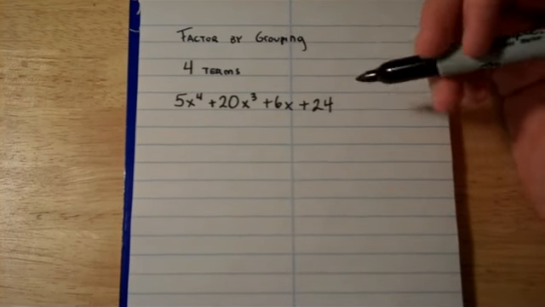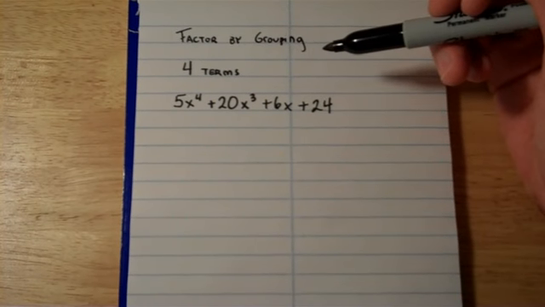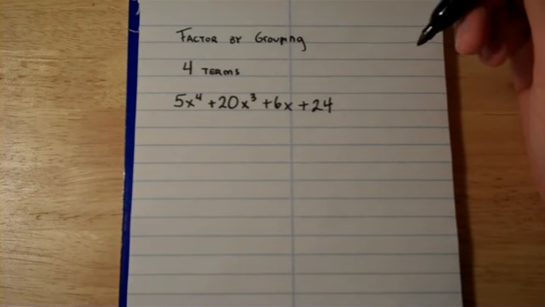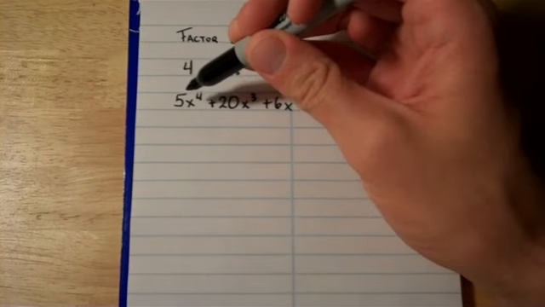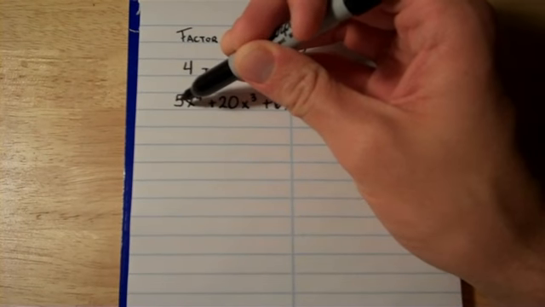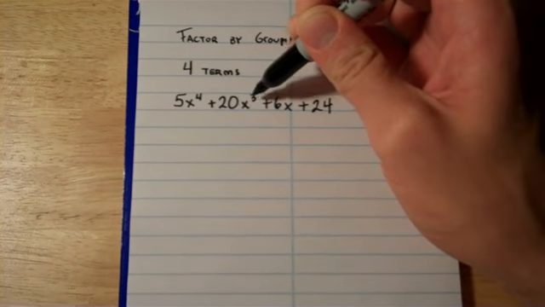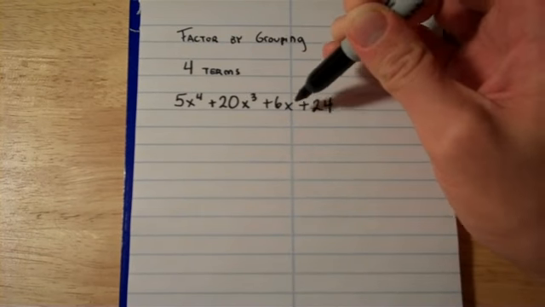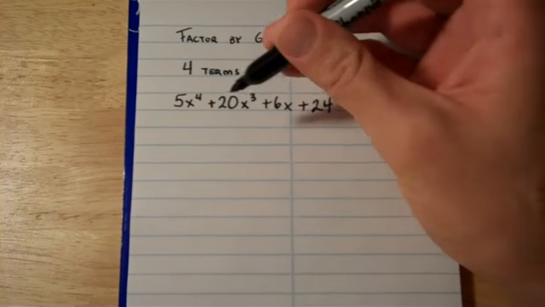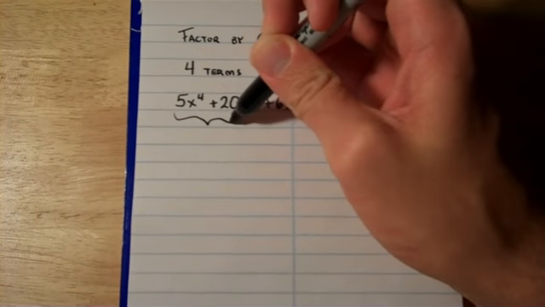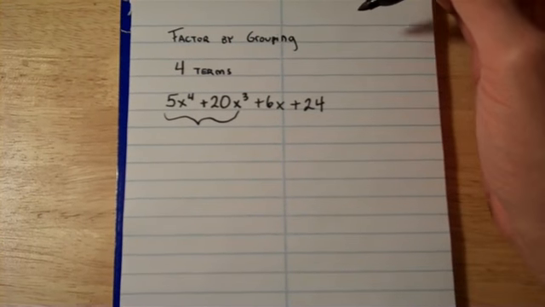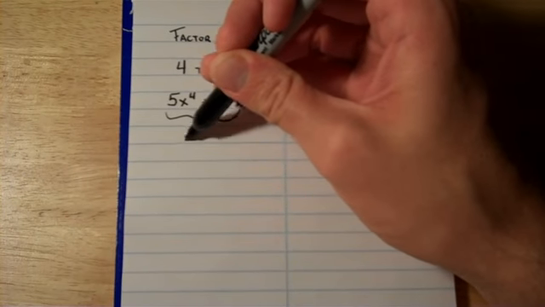So we've got an example right here, 5x to the fourth plus 20x to the third plus 6x plus 24. And what I like to do is group this together so that we're grouping the 5x to the fourth plus 20x to the third, the first two terms, and then I'll group together the last two terms. Steps, what I want to do is find the GCF of the first two terms. In this case, that would be a 5x to the third.